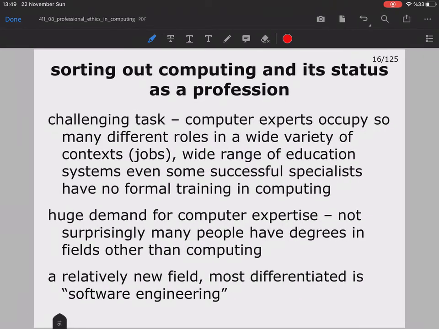And it is still a relatively new field at all, and the most differentiated one between all those titles can be software engineering. So it should be emphasized more maybe in the upcoming years, I guess.